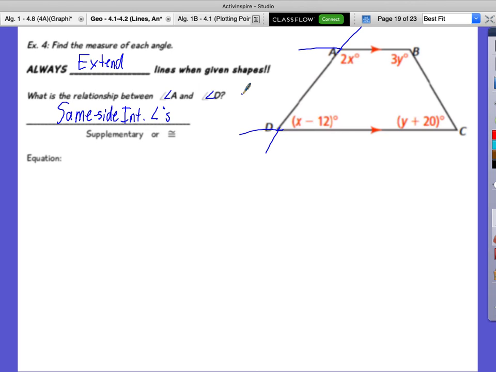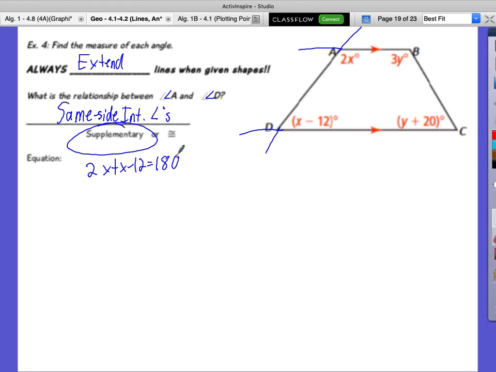Okay. So when those lines are parallel like they are, what do we know about same side interior angles? Are they supplementary or congruent? They equal 180. Okay. So we'll walk through and solve this. 2x plus x minus 12 equals 180. Why did we not set them equal?